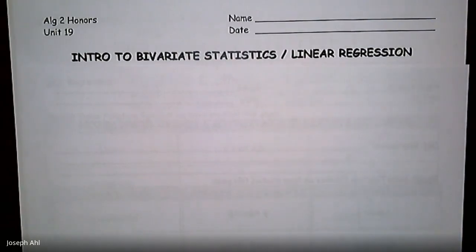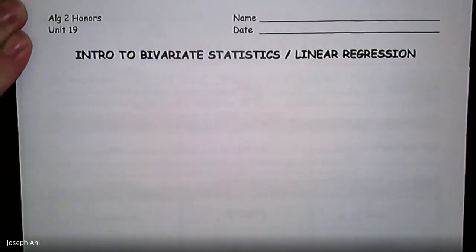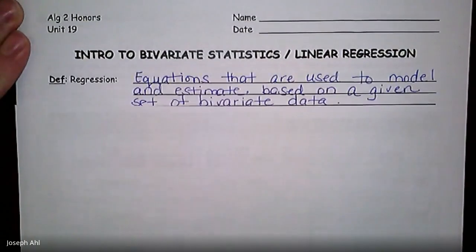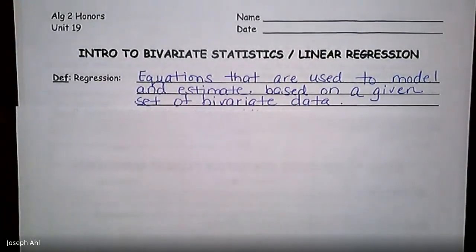So this first page is really just getting through some definitions and recalling some graphs that we already know the shape of. The definition that I have for regression here is that these are going to be equations that are used to model and estimate based on a given set of bivariate data. So mostly what we've been looking at up until this point has been univariate data. We've been studying things that really only contain one variable. But now we're going to be a little bit more focused on looking at how two variables interact with one another, and is there a relationship and even a correlation between the two variables that we're studying.